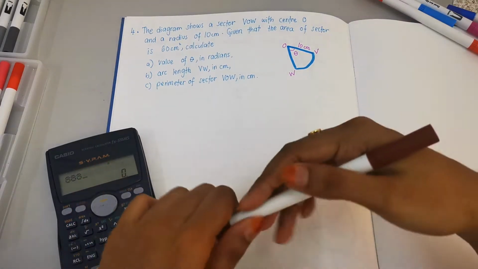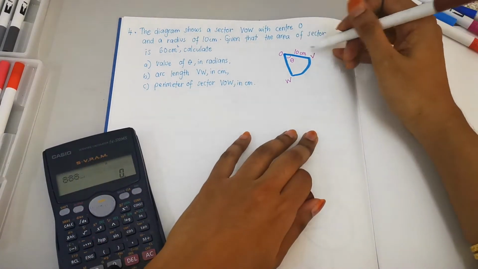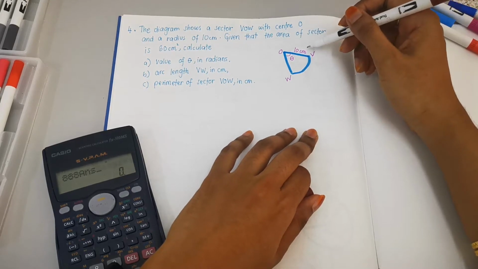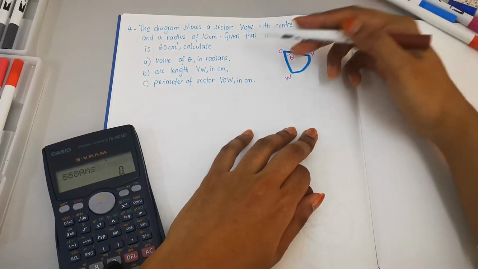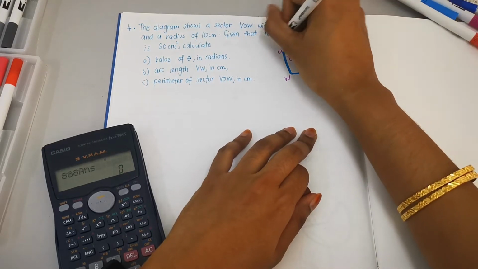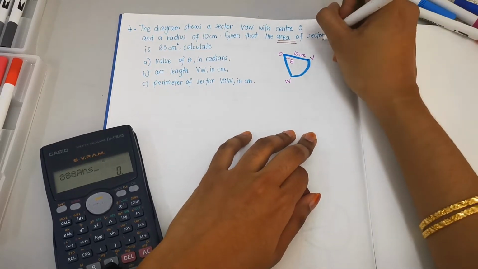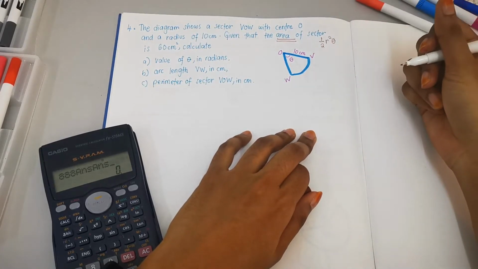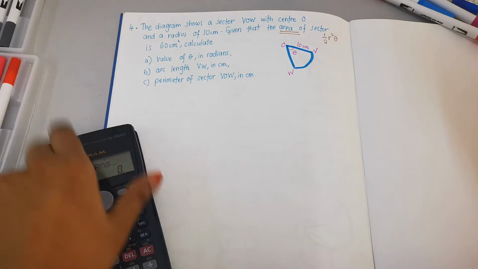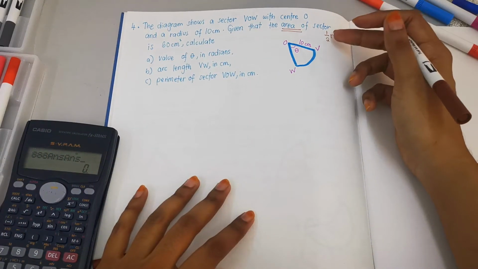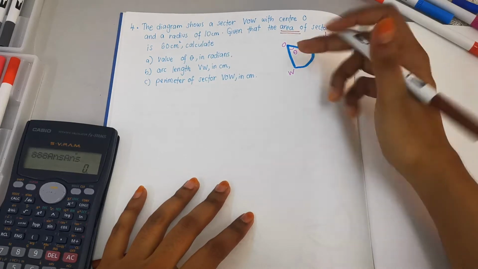The diagram shows a sector VOW. You have center O. Radius is 10. Theta is not given. They ask us to find the value of theta. So the area of sector is given. Area, immediately you write down 1/2 r squared theta. Straight away, if you can, this is something that you should memorize already. So the area is given. Calculate the value of theta.